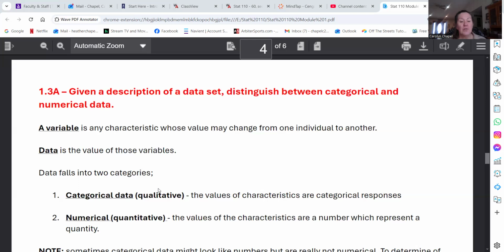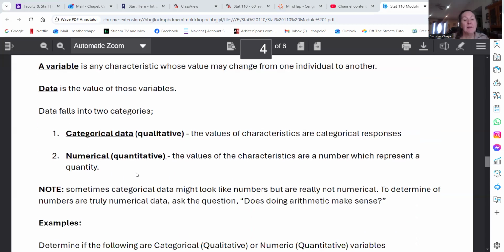Data does fall into two types of category. It can be either qualitative or it can be quantitative. Now, we have to be a little bit careful. Just because something is a number does not automatically make it numerical. Okay, so when we talk about categorical or qualitative, it's just a way to group us together, if you want to think of it that way. So all the brown-haired people would be in one group, all the red-headed people would be in another group.